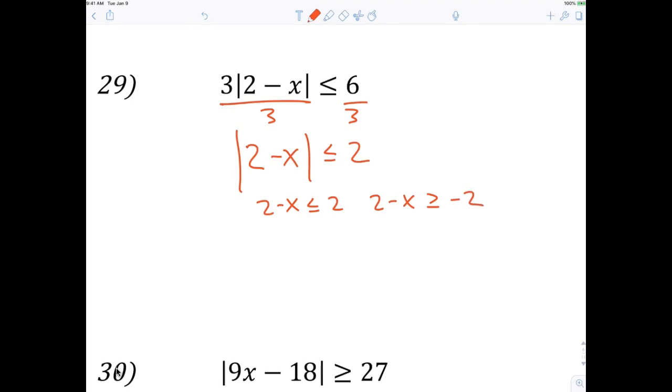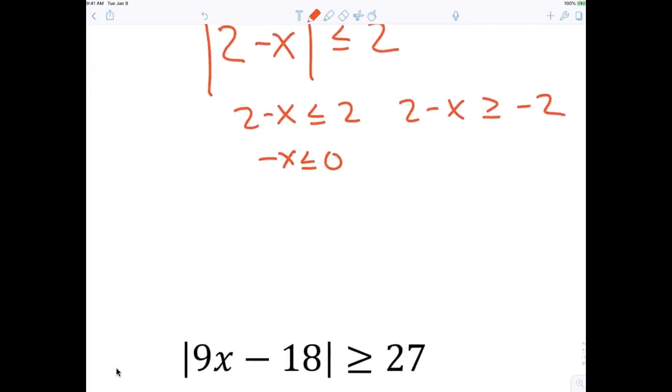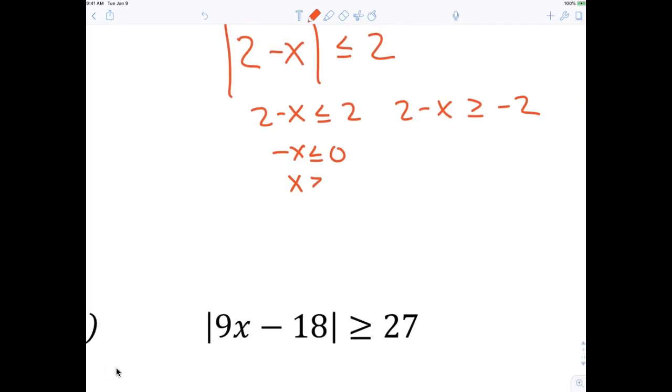Will, you good? Subtracting 2, negative x is less than or equal to 0. Now, be careful with the negative x. Switch the sign. X is greater than or equal to 0. So I got the same answer. I just distributed. I don't want you to distribute, because if you're distributing a negative, it'll be the wrong answer. That's why I'm saying isolate the absolute value first. If there's numbers on the outside of the absolute value, you have to get rid of them.